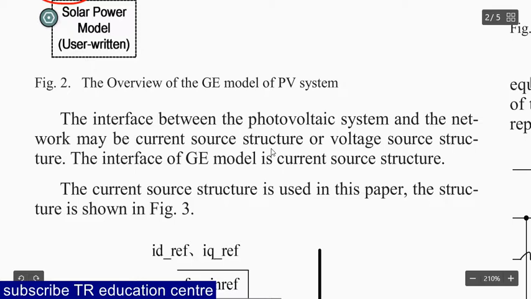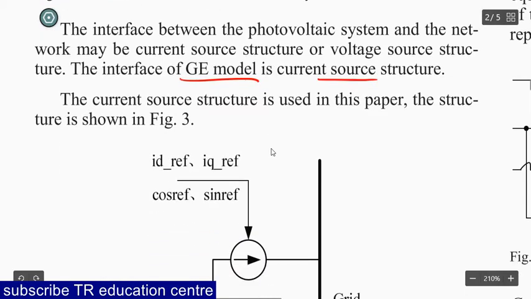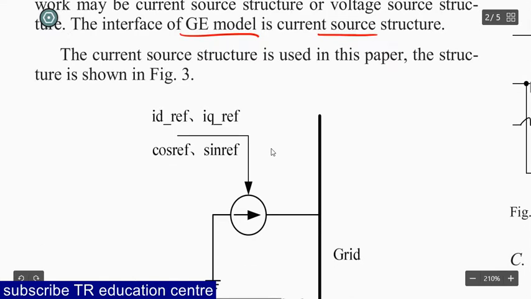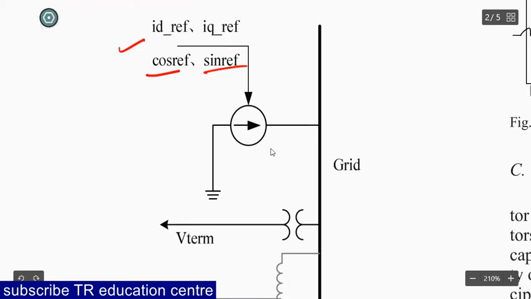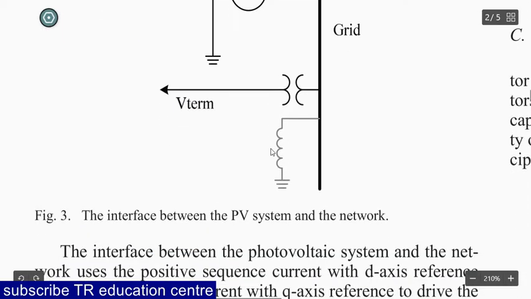The interface between the photovoltaic system and the network may be a current source structure or a voltage source structure. The current source structure is used in this paper, and the structure is shown in the figure. The current source structure has IP reference and IQ reference, cos reference and sin reference. According to that, we can apply to the grid, and the terminal voltage is connected to the transformer.